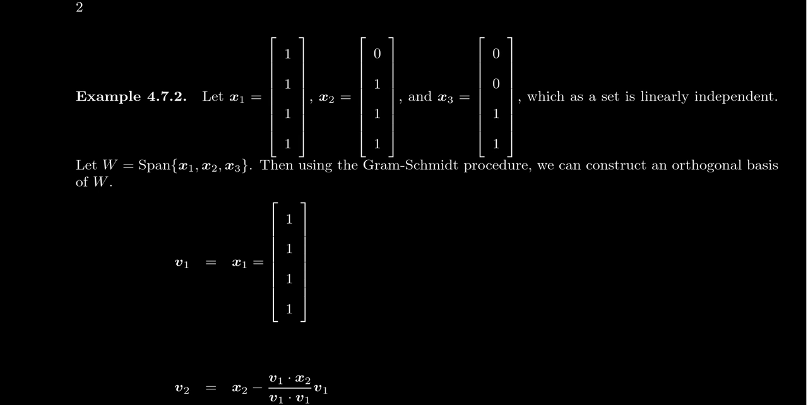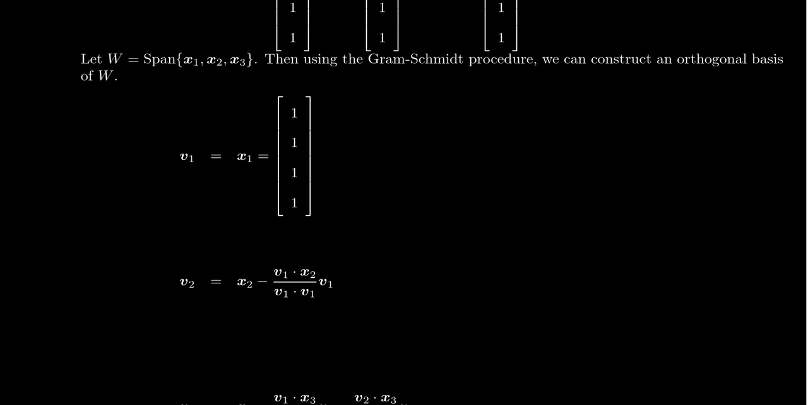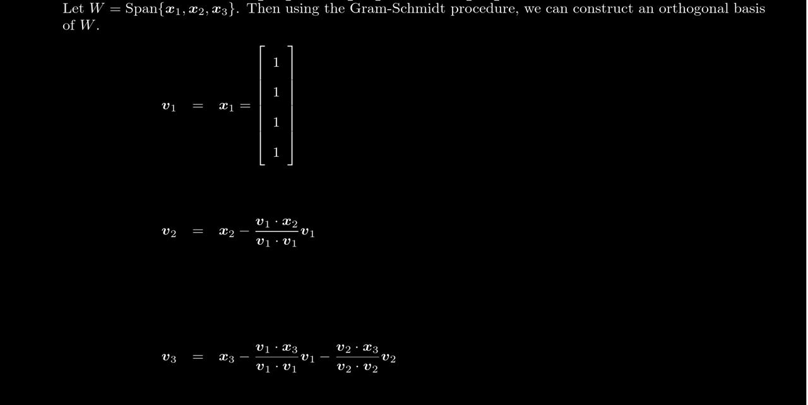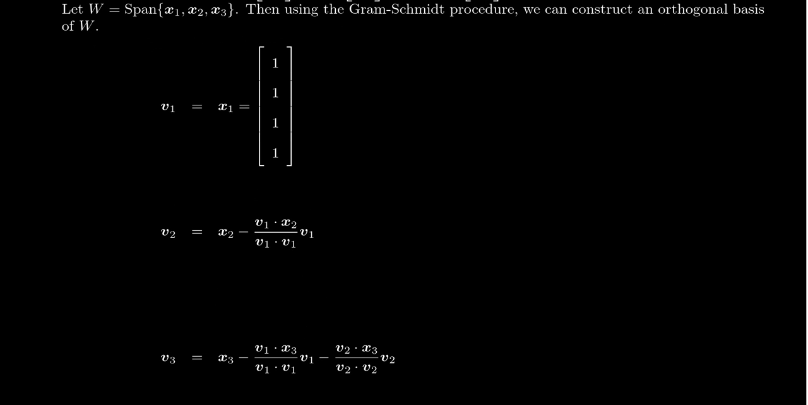So step one of Gram-Schmidt is pretty easy. You just take v1 to equal x1. You don't change anything, so just get 1, 1, 1, 1 here. Make no changes whatsoever. For v2, what we're going to do is take x2 and subtract from it v1 dot x2 over v1 dot v1, times v1, excuse me.